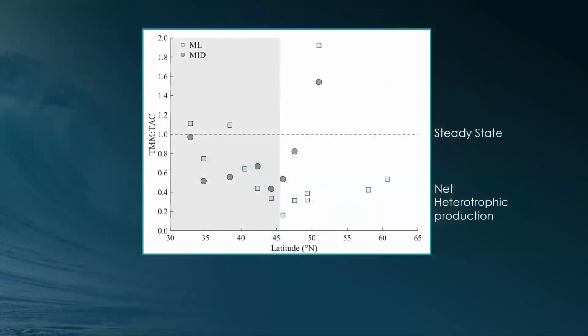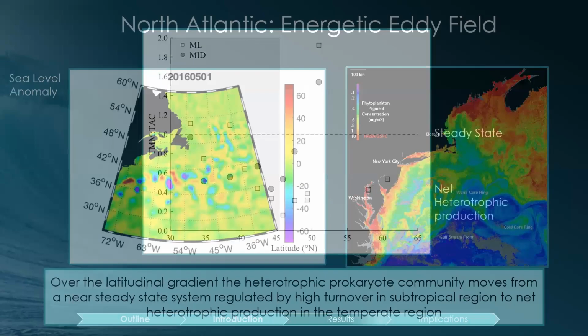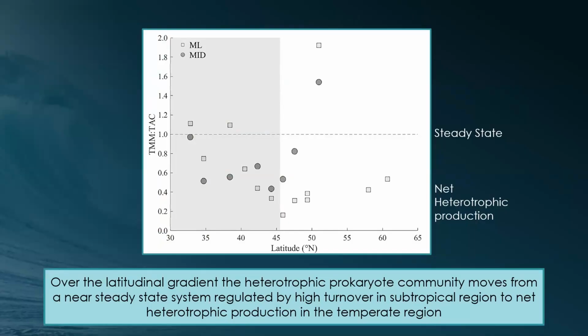Finally, when we look at total microbial mediated mortality, which is TMM here, versus total available carbon, which is the standing stock carbon plus production, what we see is that over the latitudinal gradients, the heterotrophic prokaryotic community moves from a near steady state system over here to a system regulated by high turnover to net heterotrophic production in the temperate region. So everything below here is net heterotrophic production. I'll come back to what all this means in a few.